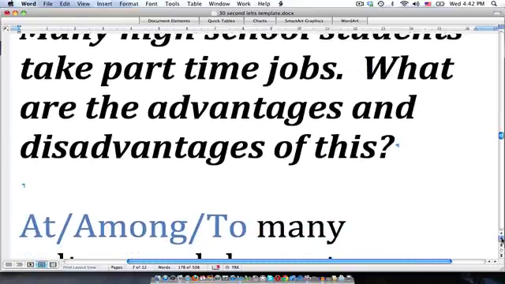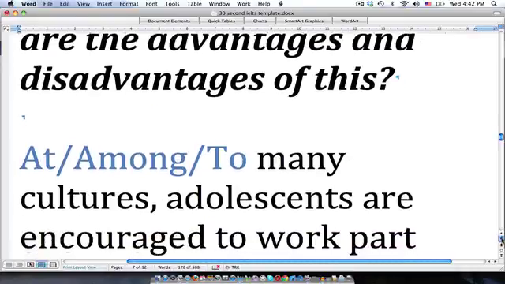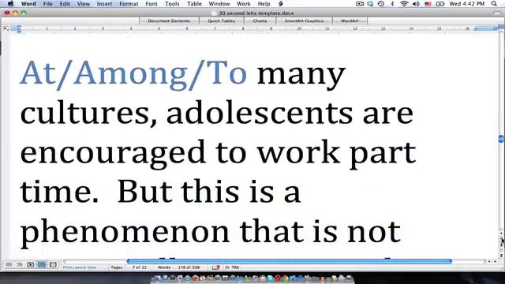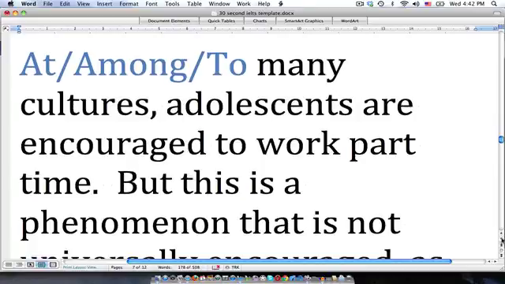Now, the essay itself reads, at, among, to, many cultures, adolescents are encouraged to work part-time.